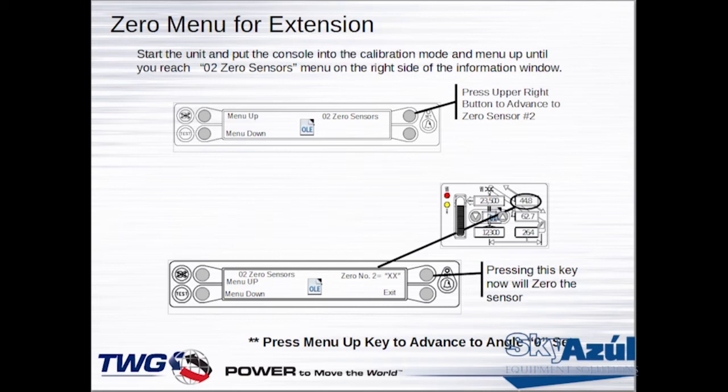Okay, so we start up here, we menu up till we get to the O2 zero sensors menu, and then we go into that menu, press this upper right key here, and it will take you into that menu, and it will default to zero number 2, which is always extension. So we have our zero number 2 equals some number, and pressing that upper right key will zero the sensor and give us our starting point. Same way for angle.